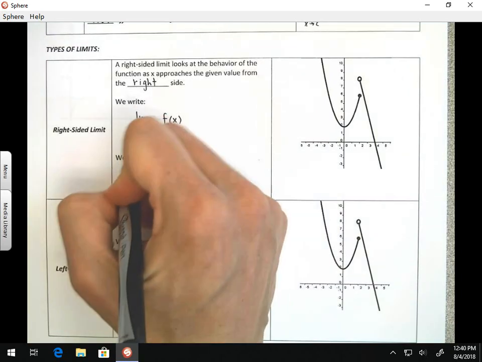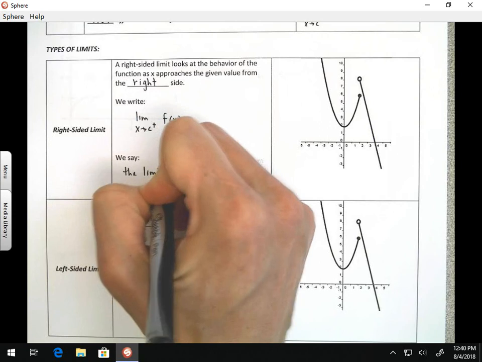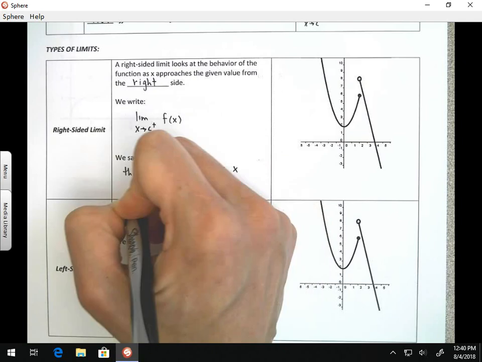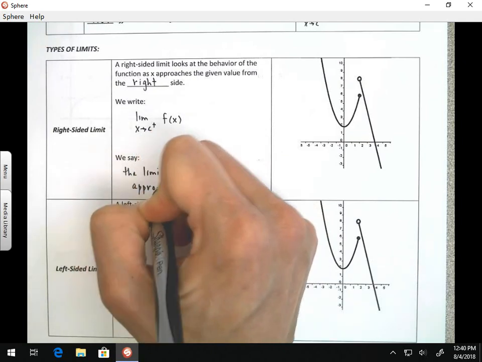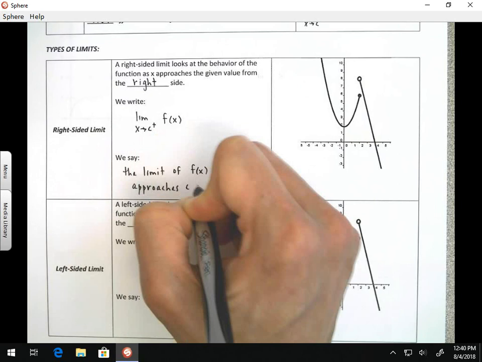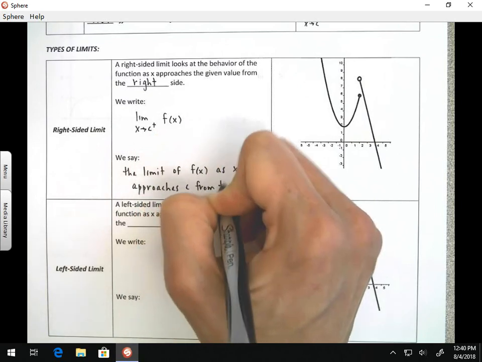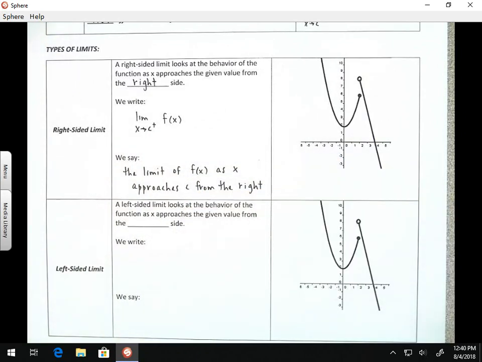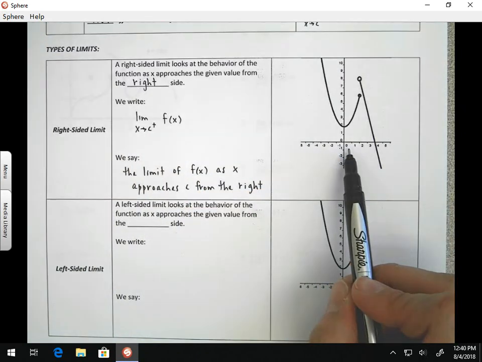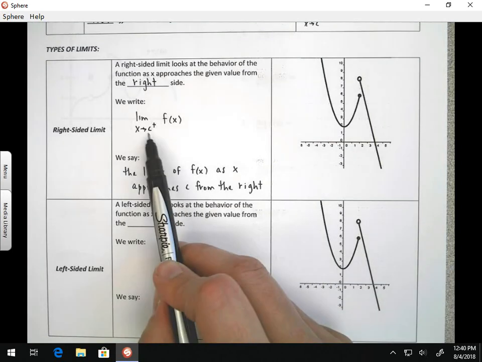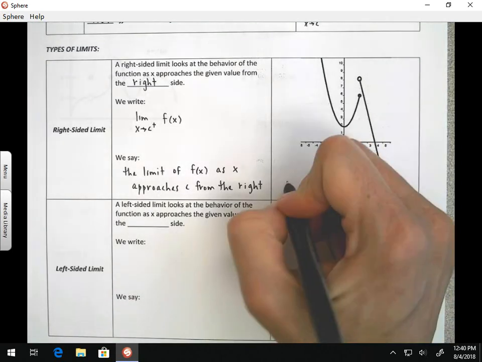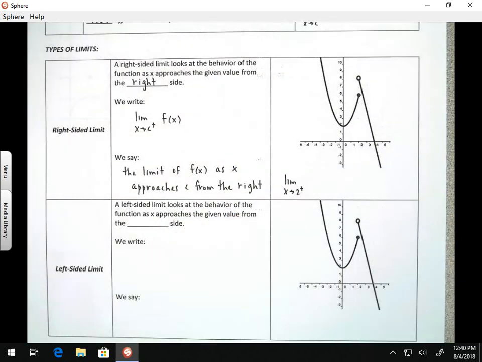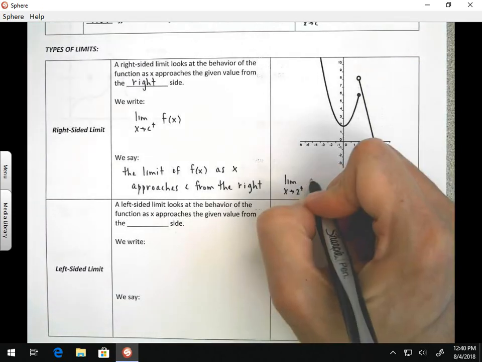And we would just say the limit of f of x as x approaches c from the right. So let's look at this example. Let's say that our value of c is 2. So let's say I want to look at the limit as x approaches 2 from the right, and we're going to call our function f of x.